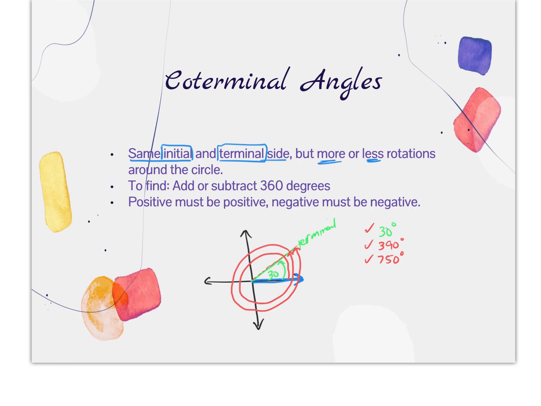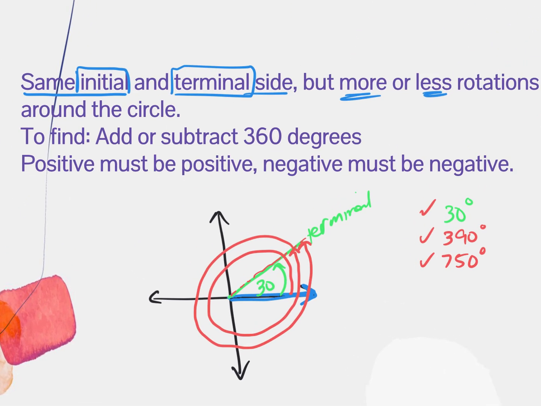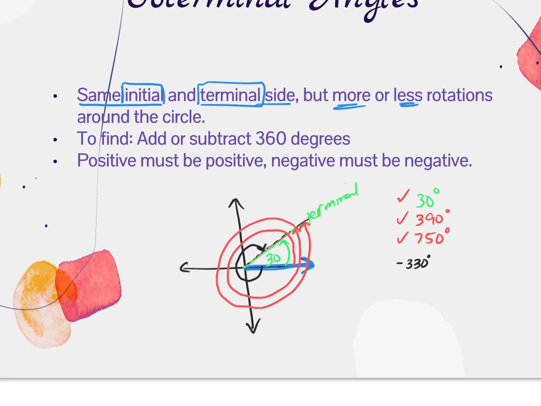Now, what if I go in the other direction? What if I start here at the initial side and I go in the clockwise direction. So that would be negative 330 degrees. That would be a negative 330 degree rotation, but it would still get me to the same terminal side. And so there can be positive and negative angles that are coterminal.